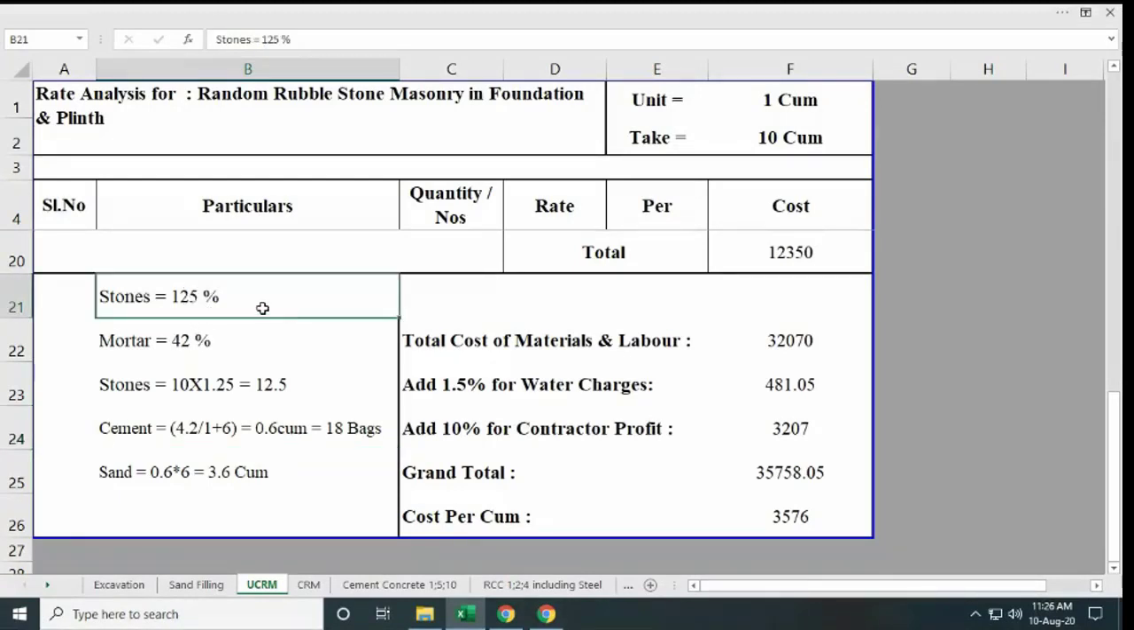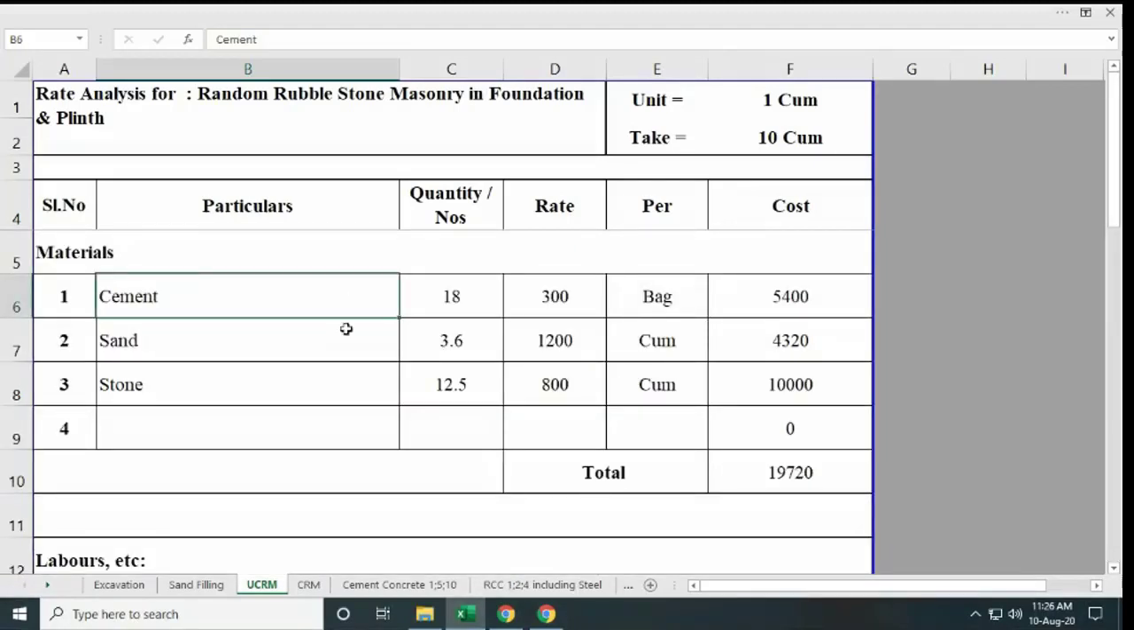Stone, how do we calculate? 25% extra. How do you calculate mortar? 42% extra. If you see brick masonry, for which we had done the calculation, it was around 30%. In that way the calculation has to be done, and we will write it in the material part. In the material part, first, cement: how many bags? 18 bags. So what is the rate per bag?